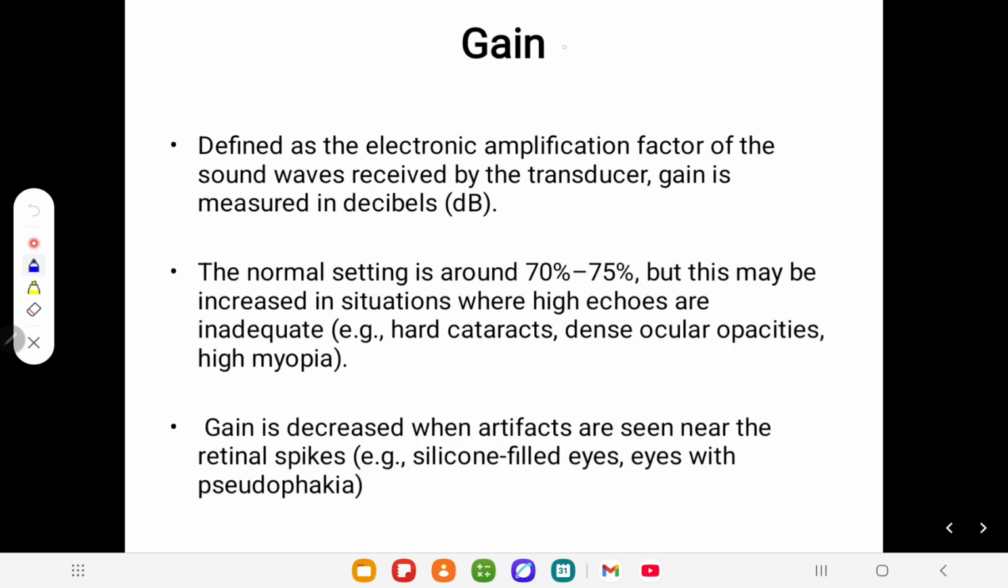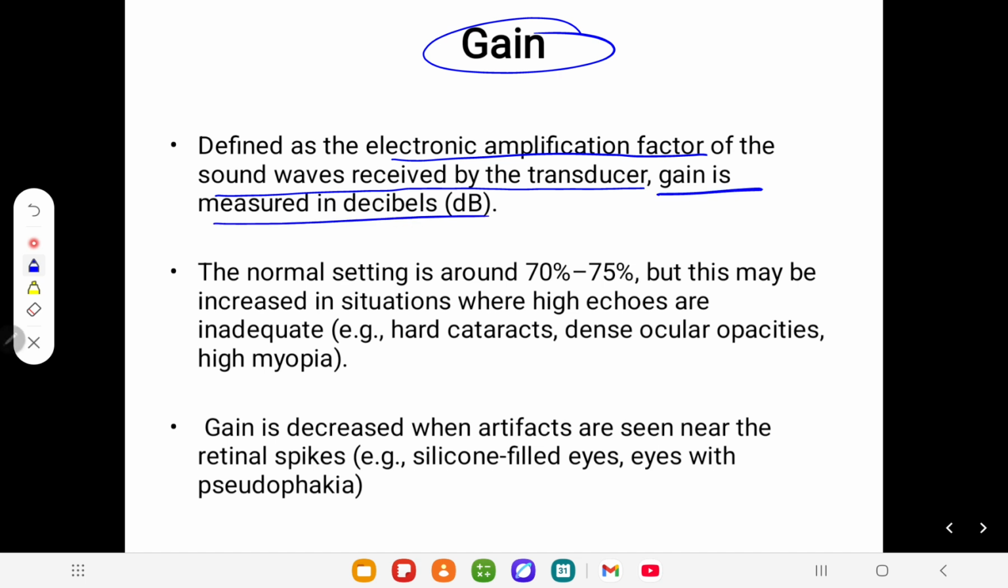And then gain, so what is this? I am putting gain here because a lot of students don't follow the concept of gain. Basically, what is gain? Gain is defined as the electronic amplification factor of the sound wave received by the transducer. The transducer receives the returning sound wave, and gain amplifies it. Gain is measured in decibels. The normal setting is around 70 to 75 decibels.